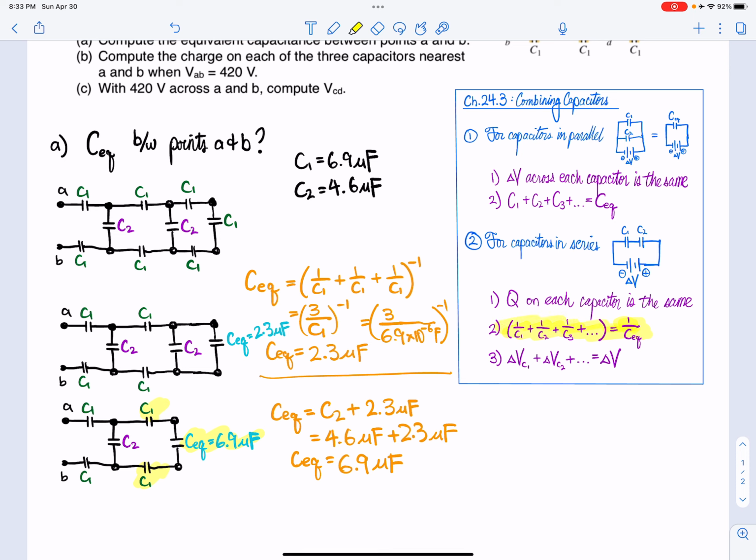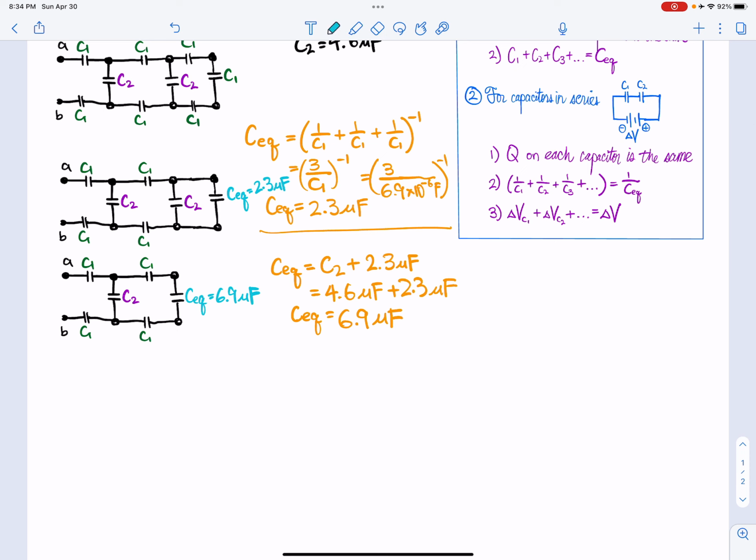That the inverse of the equivalent capacitance is equal to the sum of the inverse of each individual capacitance, right? All right, so C equivalent for the next part is going to be equal to, sorry, I'll write that better. So 1 over C equivalent is equal to 1 over C1 plus 1 over C1 plus 1 over this equivalent capacitance right here, which is 6.9 microfarads.